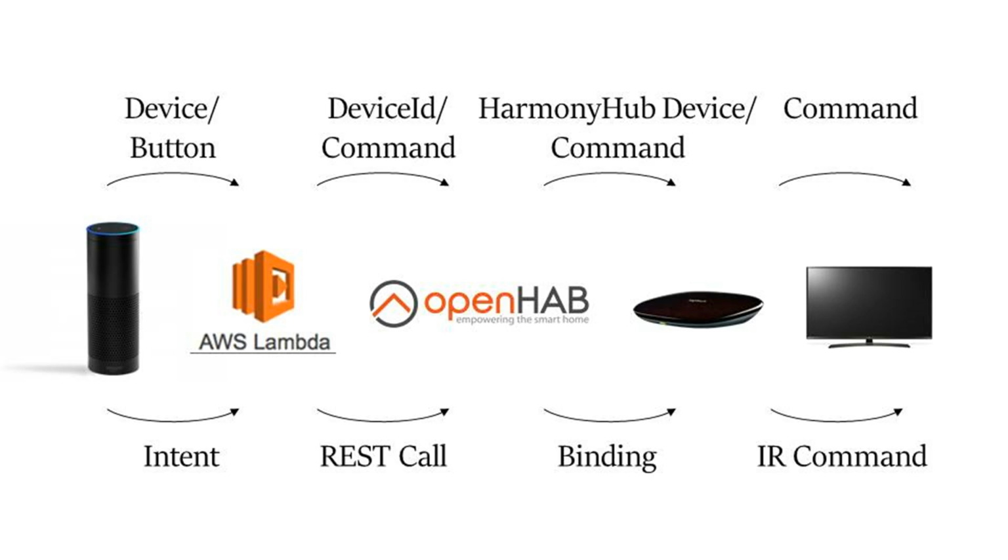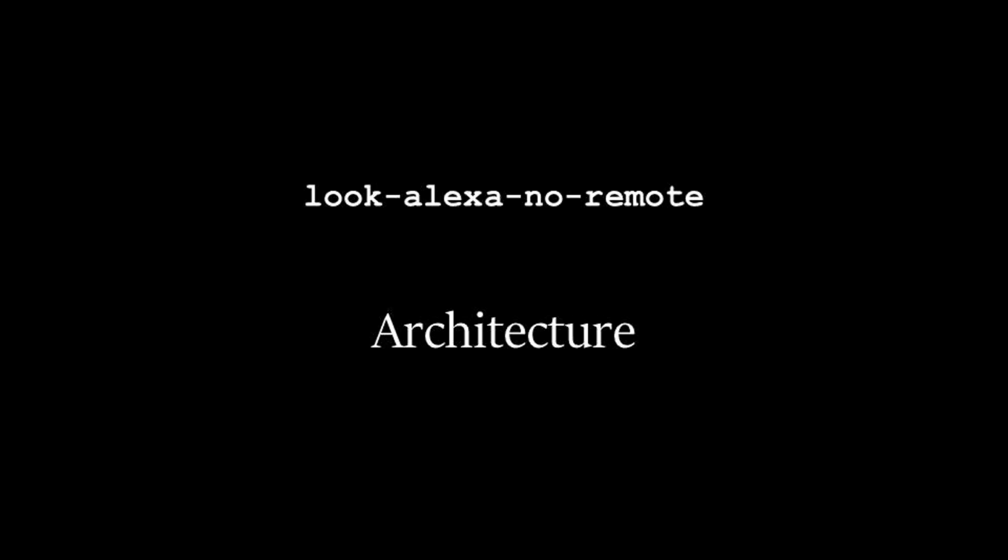OpenHAB then converts the device ID to a Harmony Hub device so that Harmony Hub can understand which device we're talking about. For a command, OpenHAB passes that command directly through to the Harmony Hub. And finally, the Harmony Hub can then execute the command by sending it to the entertainment device. I hope this made it easier to understand how all the pieces in this project fit together.